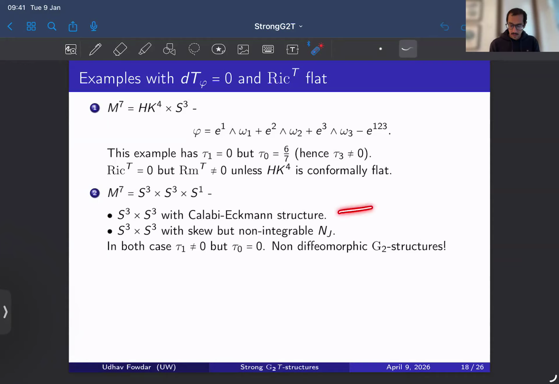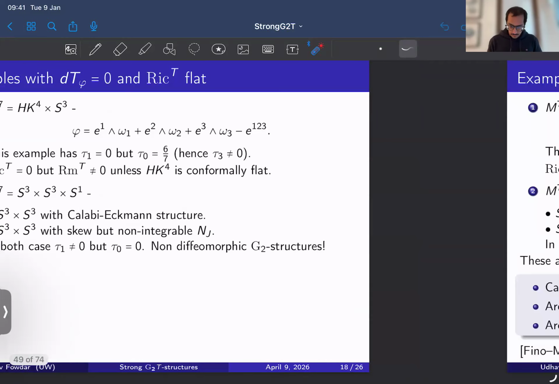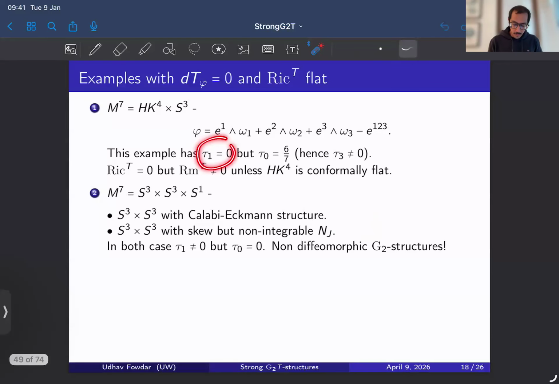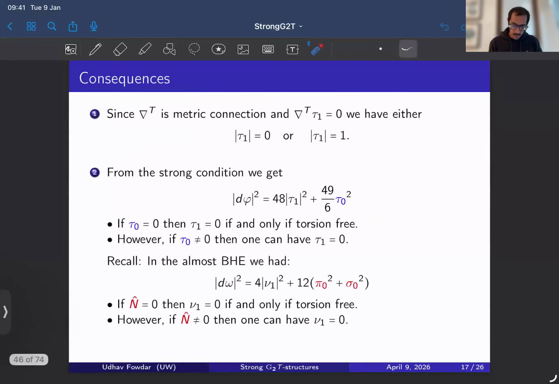So in fact, these two different G2 structures are not diffeomorphic to each other. You can check that. In fact, I think they are not even homotopic to each other. So again, you see the dichotomy from before, that tau naught can be 0, or it could not be 0, which was the dichotomy that we had in the theorem. So it could vanish or it could not vanish, and both situations do occur. It's not like one of them would always occur.